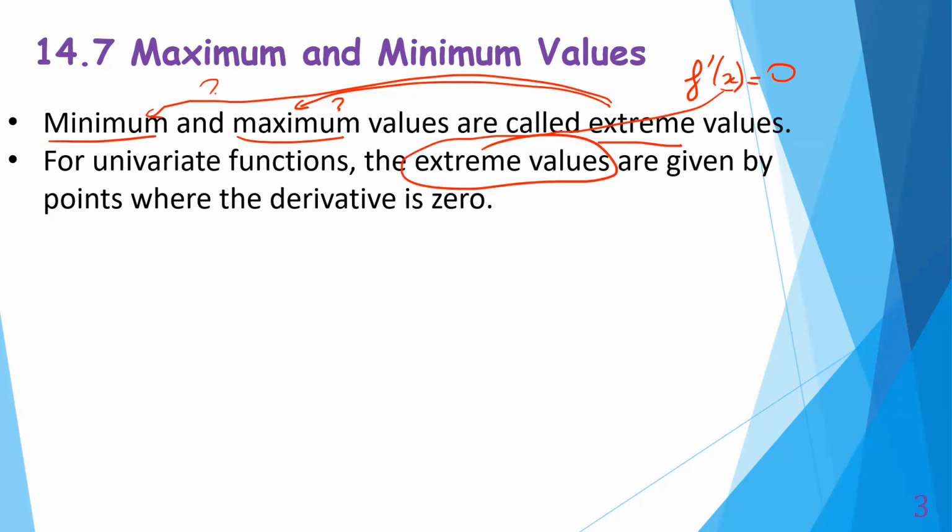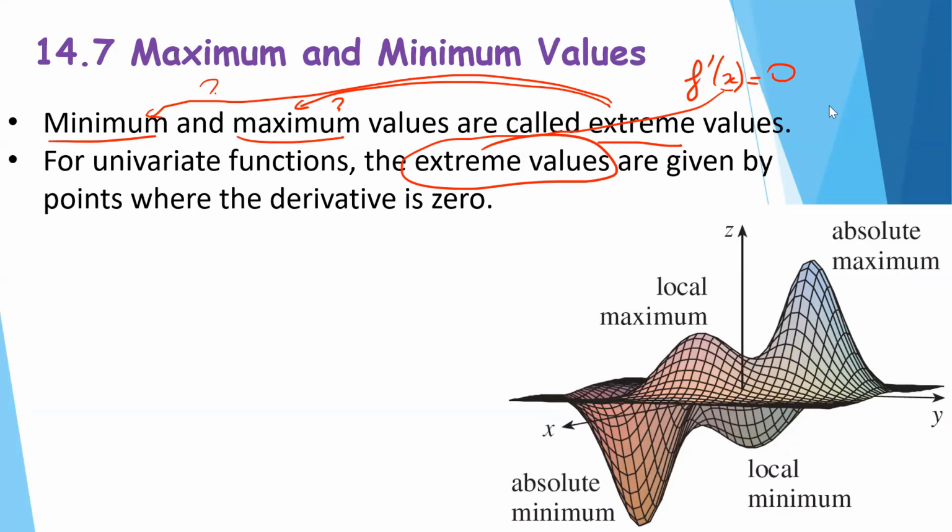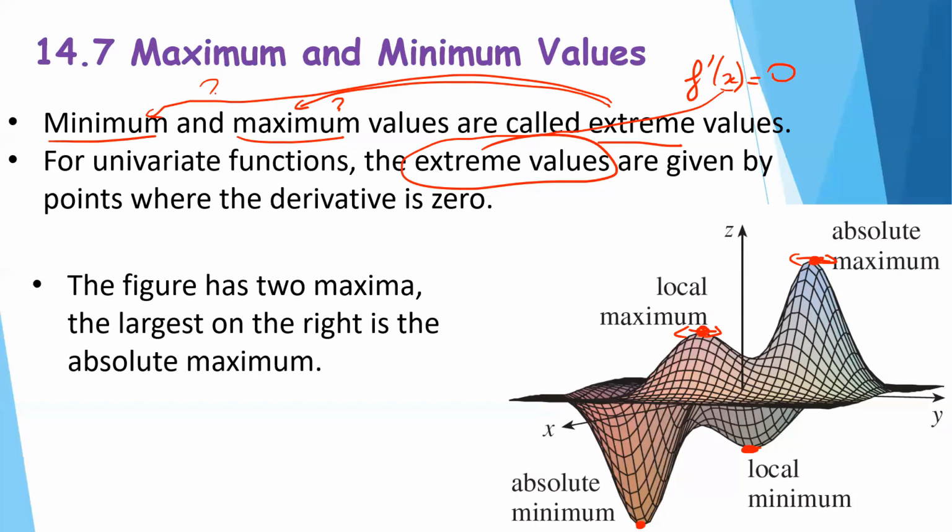But we know that in this course, we are studying multivariate functions. We have several variables, not only one. So this is a graph of a function of two variables. The graph is a surface in 3D, and we see here some extreme values. This is a maximum here, and here we have some minimum values. So a function can have several extreme values, of course. In this case, we have two maximums. Any maximum is a local maximum, and one of them is called the absolute maximum.